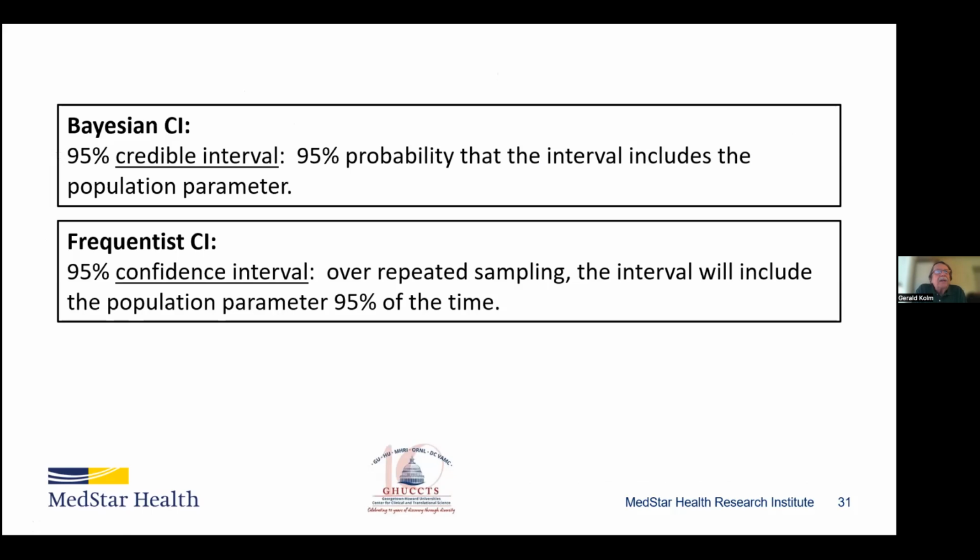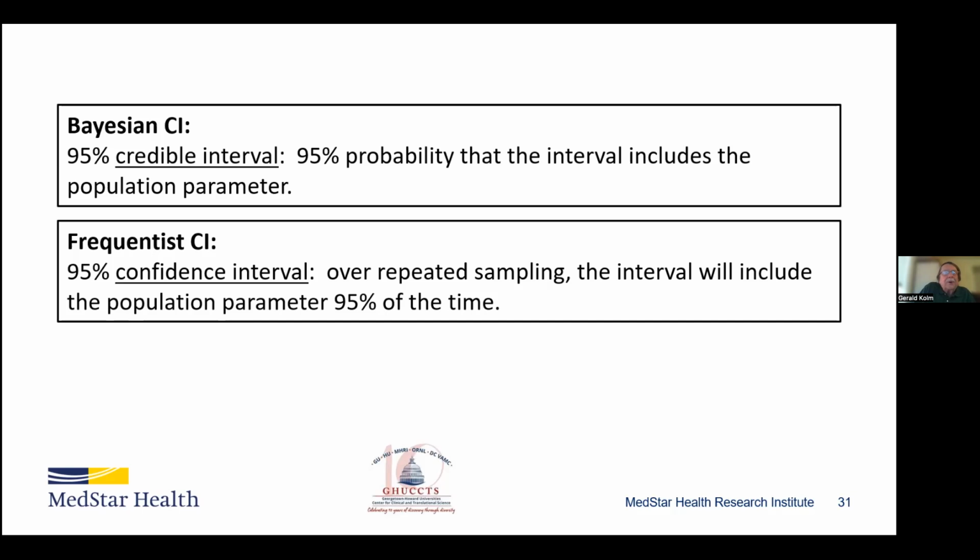In a Bayesian confidence interval, if we talk about a 95% credible interval, what we mean is that there's a 95% probability that the interval includes the population parameter. The frequentist confidence interval means that over repeated sampling, the interval will include the population parameter 95% of the time. Now you say, well, boy, that seems awfully similar, or I don't really understand the difference. And it does, it kind of takes a while to get what the difference is here.